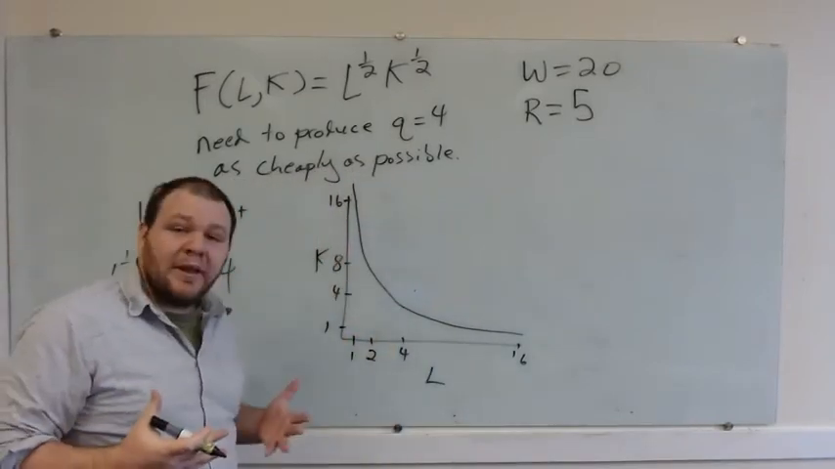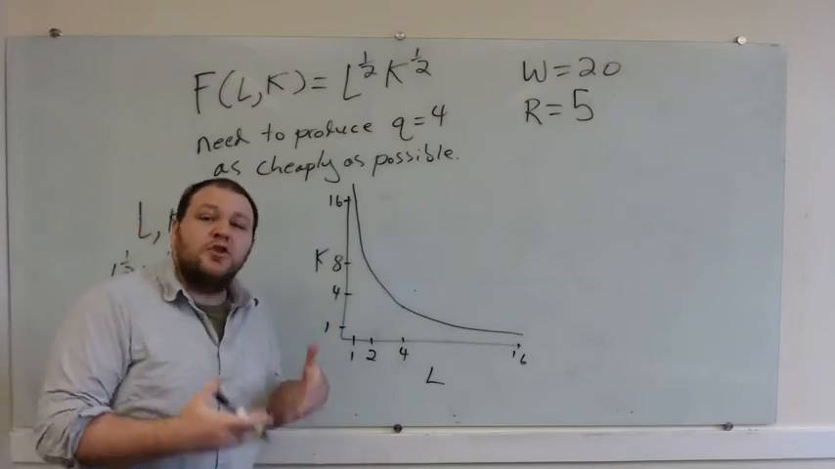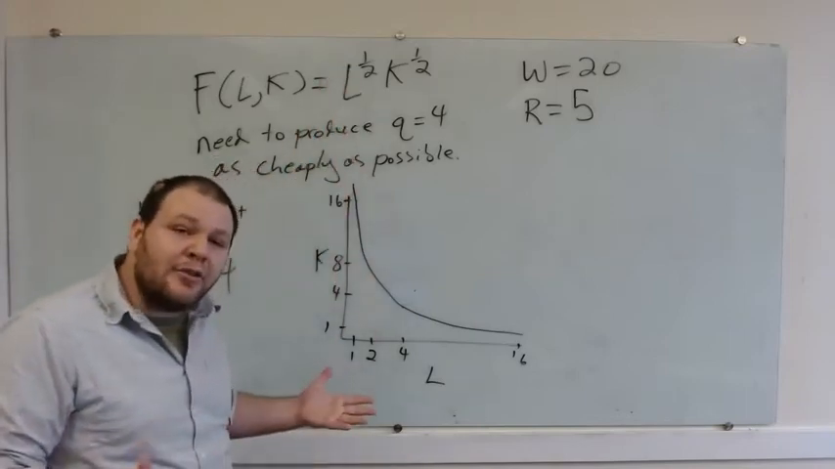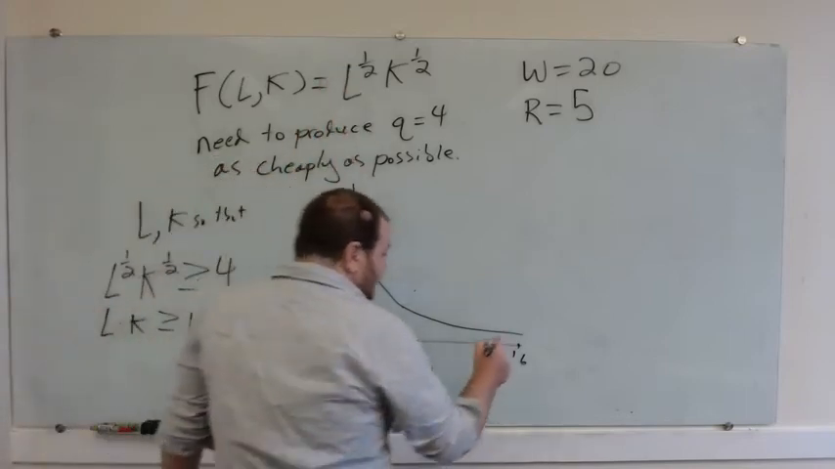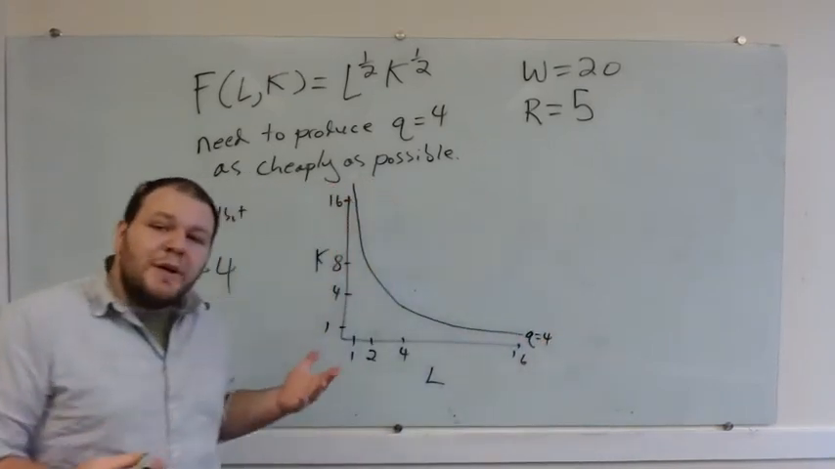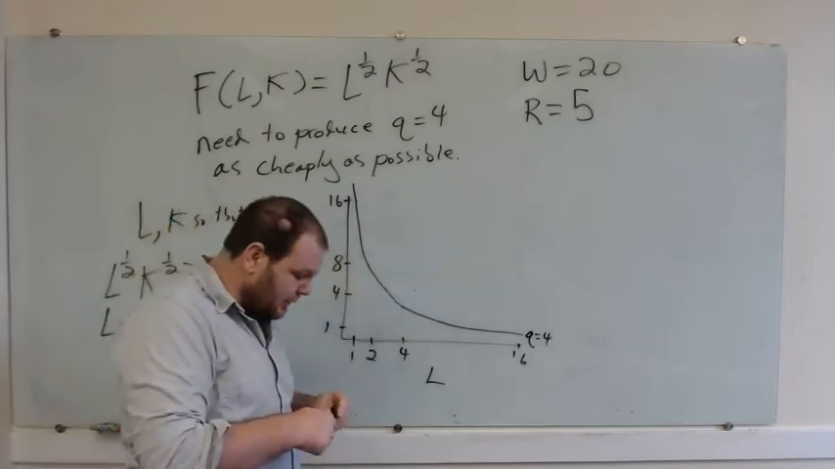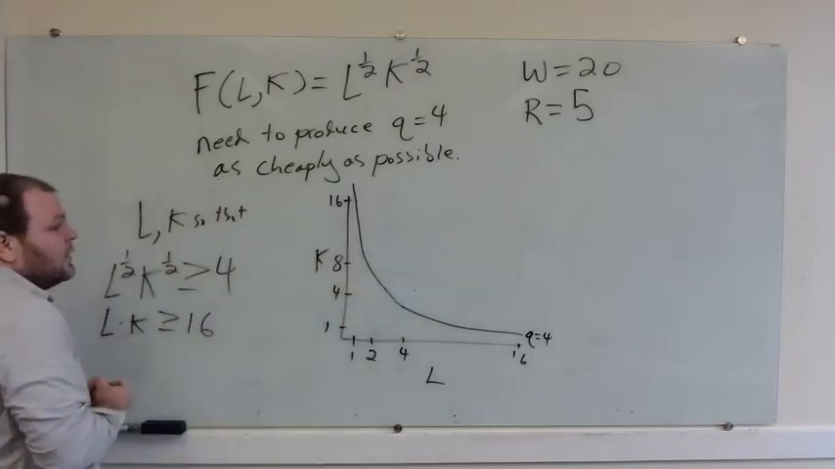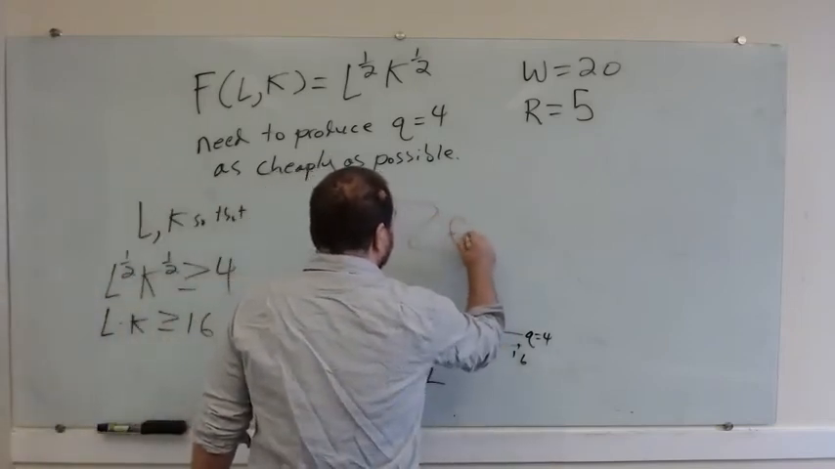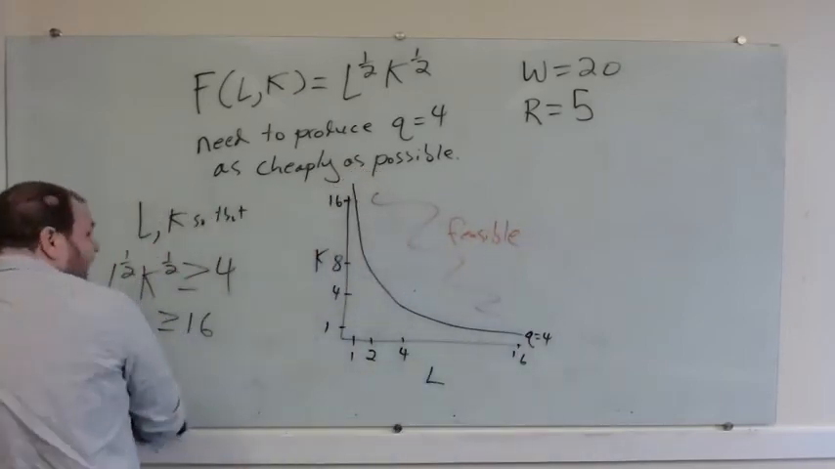This is going to look very familiar to you because it looks just like a Cobb-Douglas indifference curve. And the reason it looks just like a Cobb-Douglas indifference curve is because it's describing a Cobb-Douglas production function. What this is going to be is basically all the combinations where I have Q equal to 4. So what's going on here? What's happening is I've divided all the combinations of labor and capital into the combinations where I can produce at least 4 units of output. This is going to be feasible. And all the combinations where I can't.